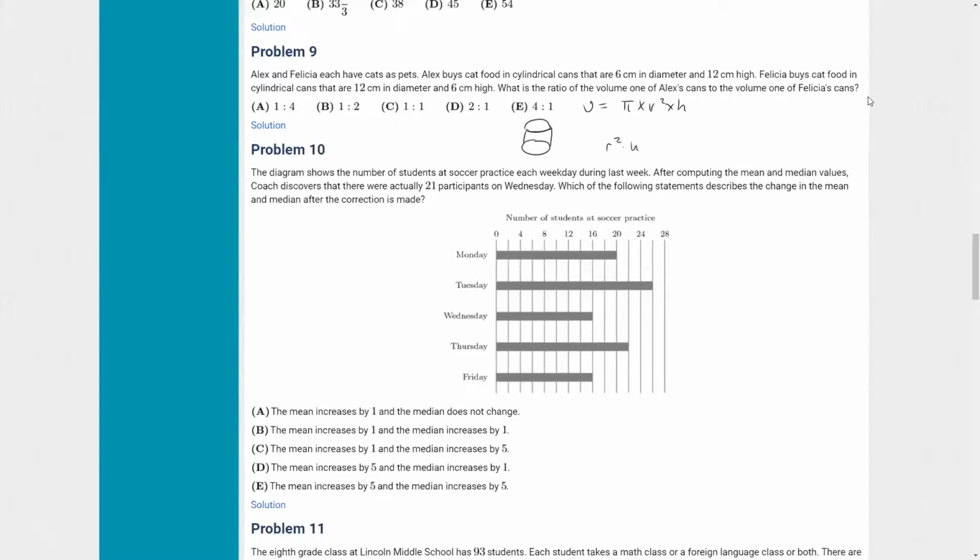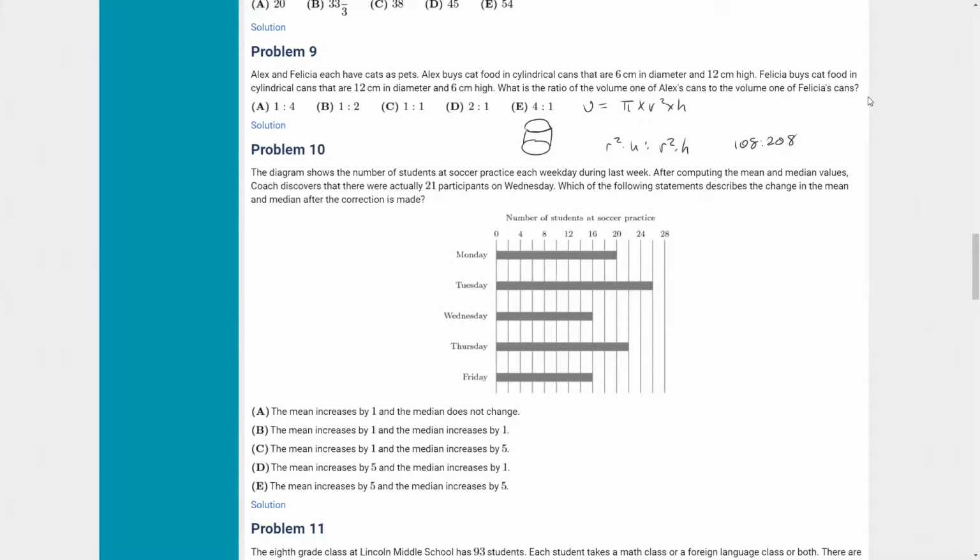So what the ratio for this situation will actually be will just be the radius squared times the height compared to the radius squared of Felicia's cans times the height. So the radius of Alex's cylindrical cans is 3 centimeters. So 3 squared is 9, and the height is 12. So 9 times 12 is equal to 108. Felicia's cans has a radius of half of 12, because 12 is the diameter, so 6. 6 squared is equal to 36, and the height is another 6 centimeters.